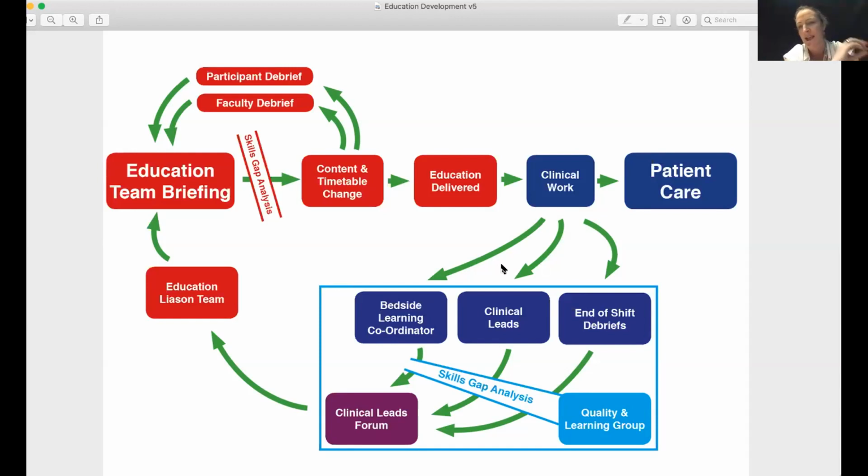This was led back to daily forums that were run at 4 p.m. every day, where all the lessons from each day were learned and changes made. And then these were liaised back to our clinical team through a liaison team. So it was a really iterative, constant cycle that was going on. And hopefully that just gives you a bit of an idea about that.